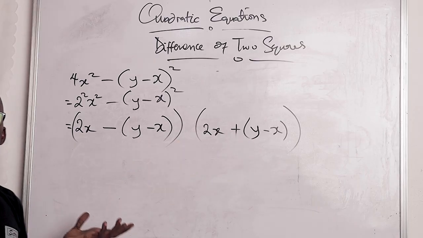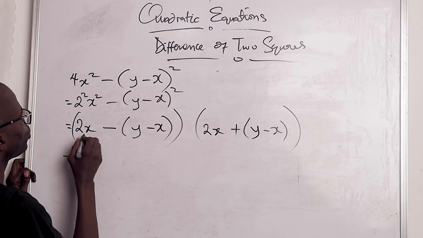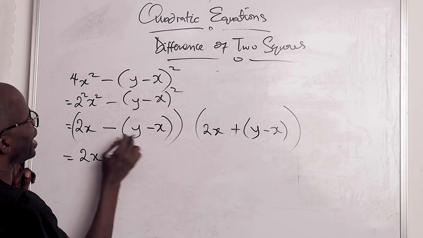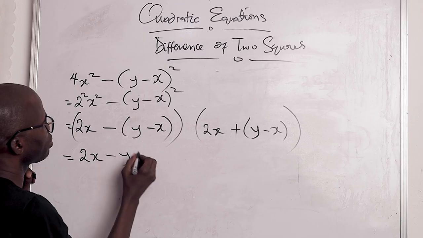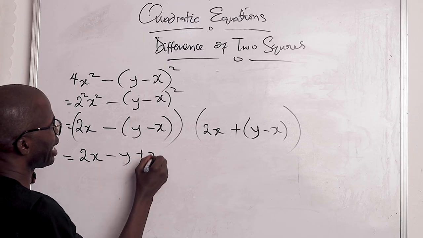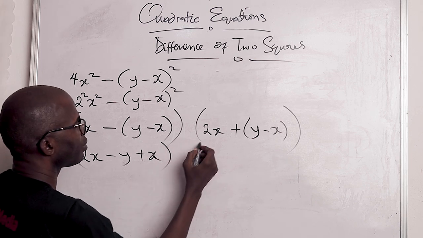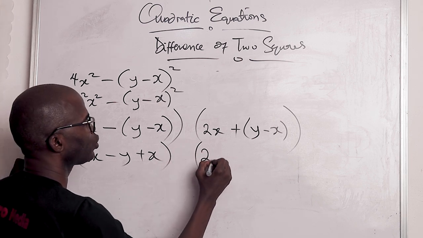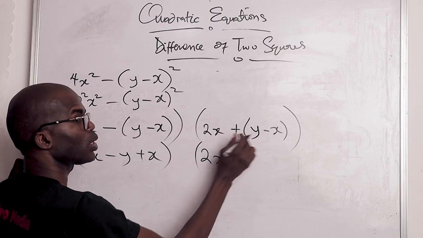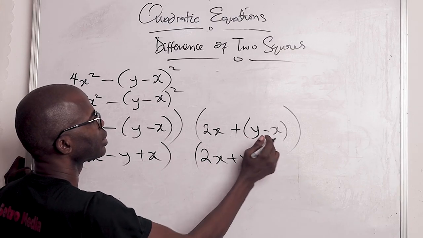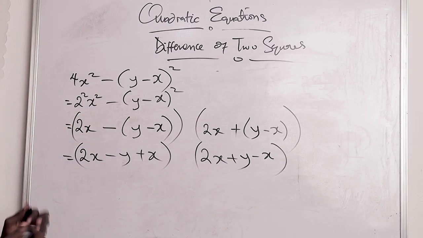So you open up. When you open up, what are we doing here? 2x minus y, isn't it? Minus times minus is what? Minus times minus is plus x, isn't it? So the next thing is, in this bracket, 2x plus times y is plus y, plus times minus x is what? Minus x, isn't it?